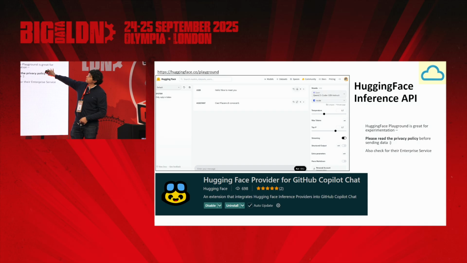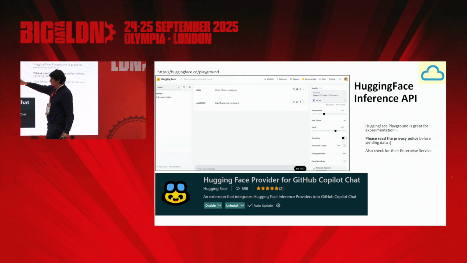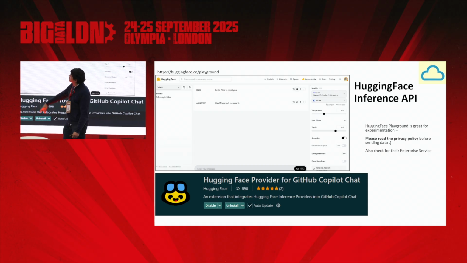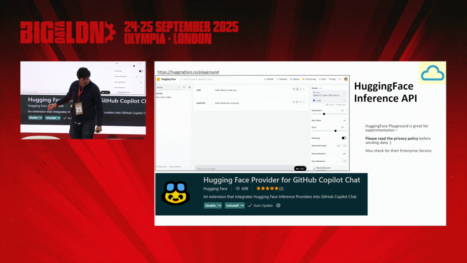One of the ways I use this is to play around with a model. I use the HuggingFace playground, where you have a simple interface with a system prompt, you select your model, and you have temperature, like you have your nice parameters here.